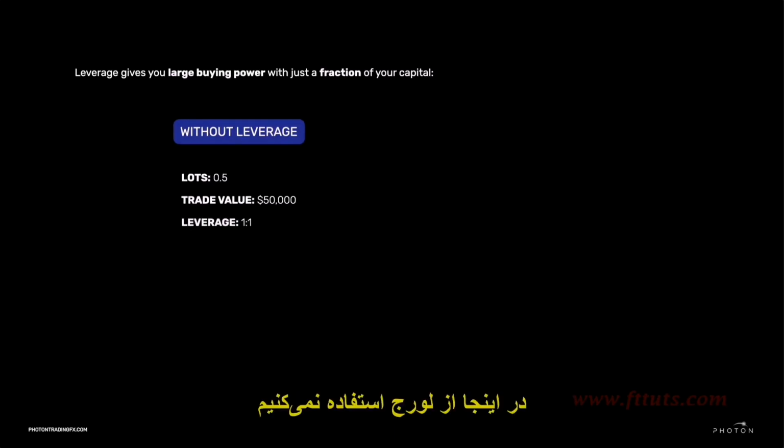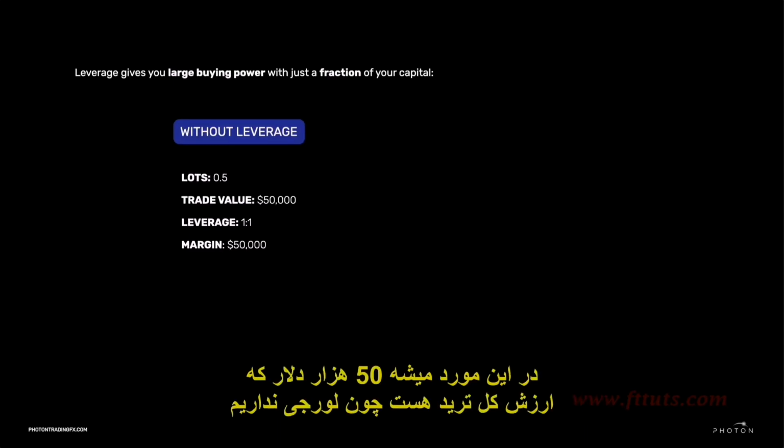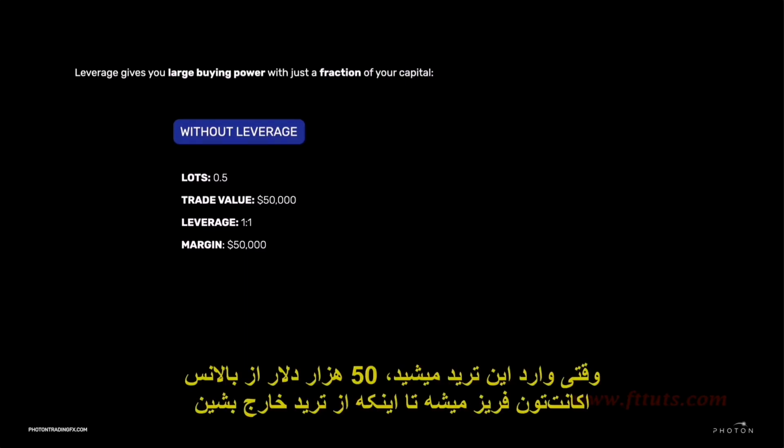Now, you don't use any leverage, so that's the same as a 1-to-1 ratio, right? And the margin required is the amount of money that you must essentially deposit with your broker to place the trade, which in this case is the full 50 grand cost of the value of the trade, because you don't have any leverage, right? So how that works in reality is that when you enter that trade, $50,000 of your account balance will essentially be frozen until you exit that trade.